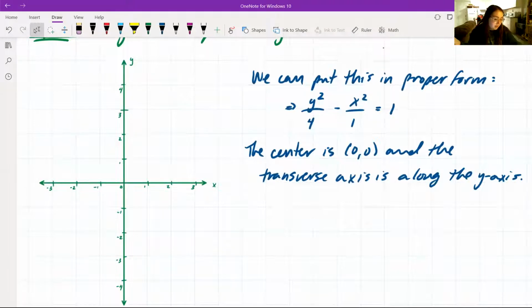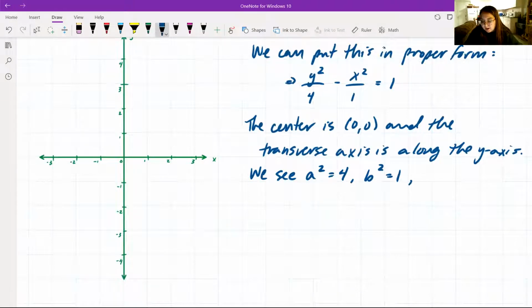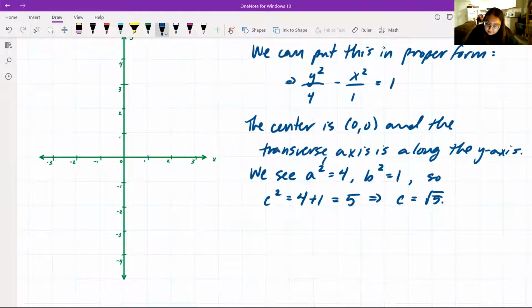Now we can identify our values of a and b and c. So we see a squared is equal to 4, b squared is equal to 1. So c squared is equal to a squared plus b squared, so c squared is equal to 4 plus 1, which gives us 5, which means that c is equal to the square root of 5. We also see that a is equal to 2 and b is equal to 1.